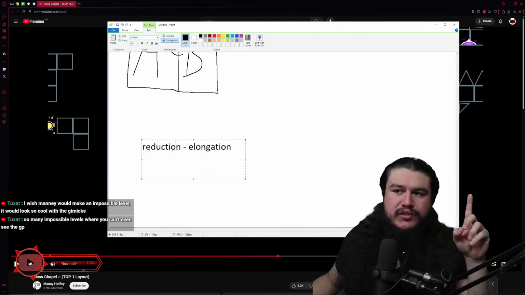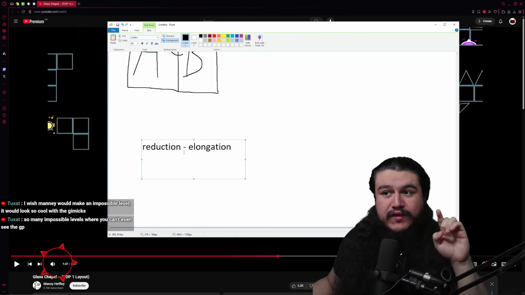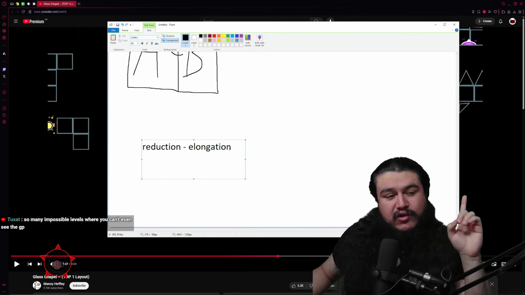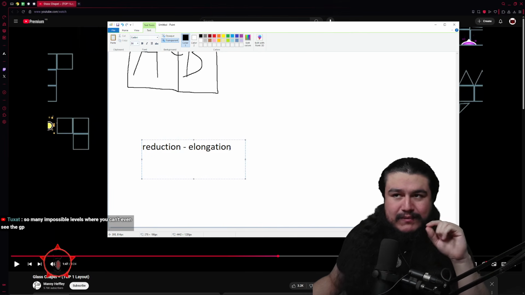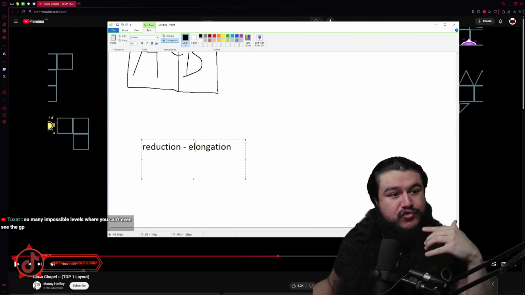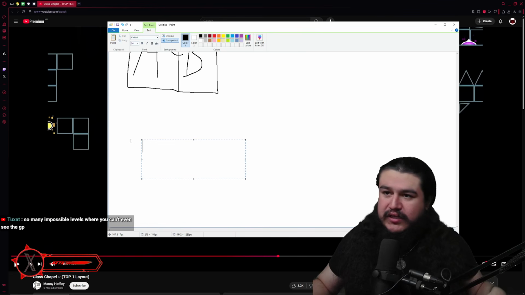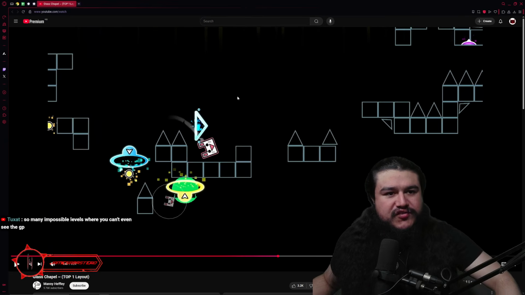So our reduction here is from the chords that we're playing from the organ. They're playing a little bit faster, and now they're being played on the piano. And our elongation, the arpeggios that we're playing in the piano are now being played by one of the synths a lot slower. Interesting way of flipping the script. Let's see where it goes.